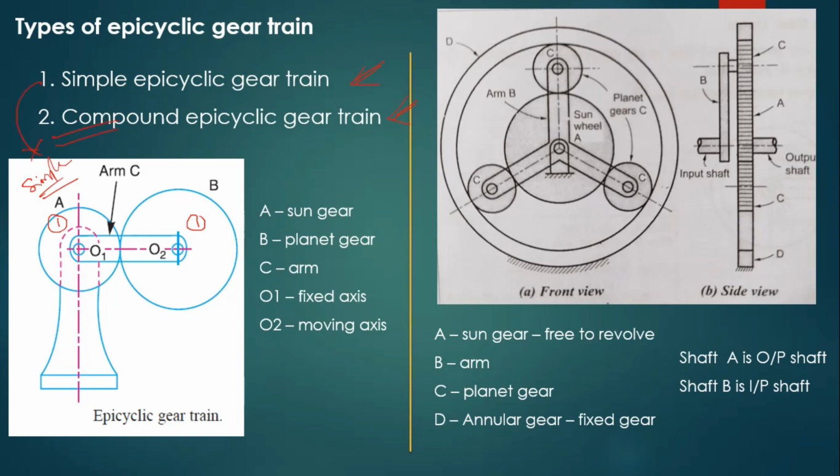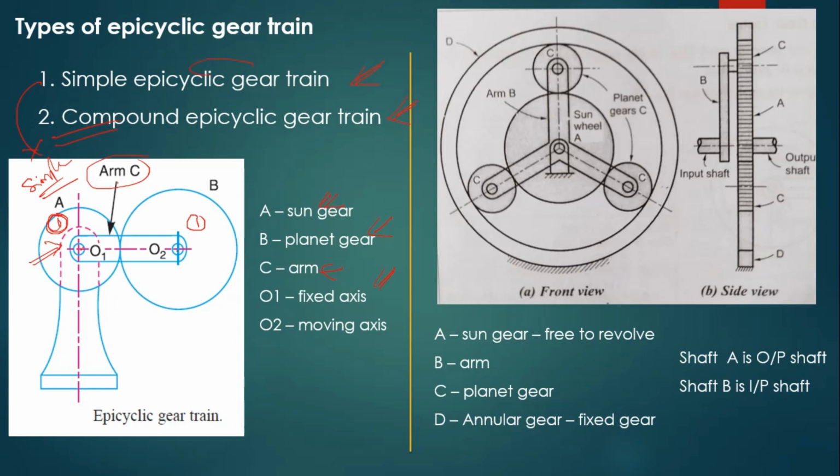Whereas for the compound epicyclic gear train, what is meant by compound? Before that, the simple epicyclic gear train: see the picture here, the arm C carries only one gear A, and on this side the arm C carries only one gear. So one gear on each shaft. Here A is the sun gear, B is the planet gear, and C is the arm. This arm carries two gears, one at one end and another gear at the other end.